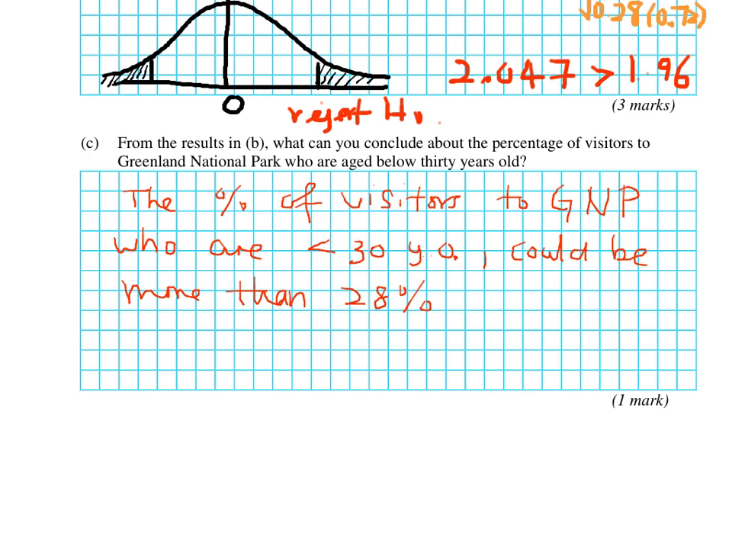And then how should we interpret this result when we reject H null? Basically, when you reject H null, we suspect that there is a change in the percentage of visitors. We say the percentage of visitors to the Greenland National Park who are less than 30 years old could be more than 28% at present, and so that's it.